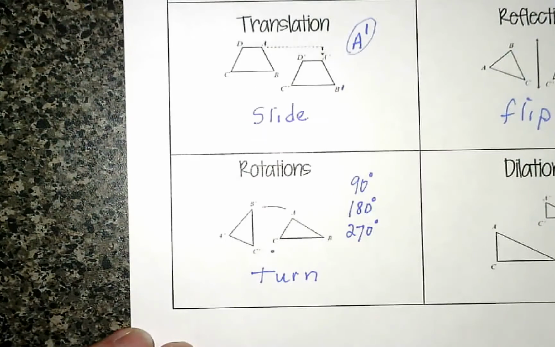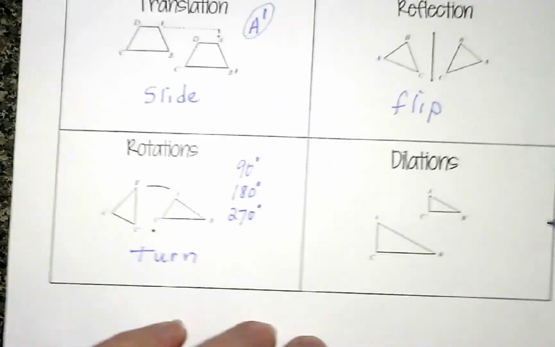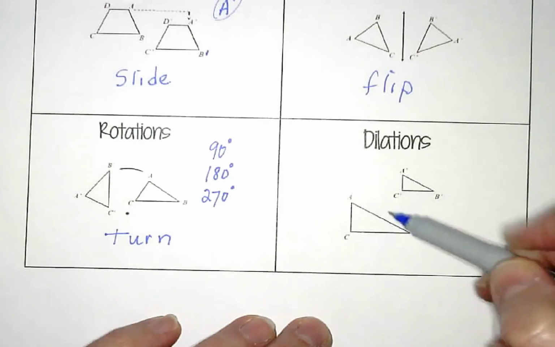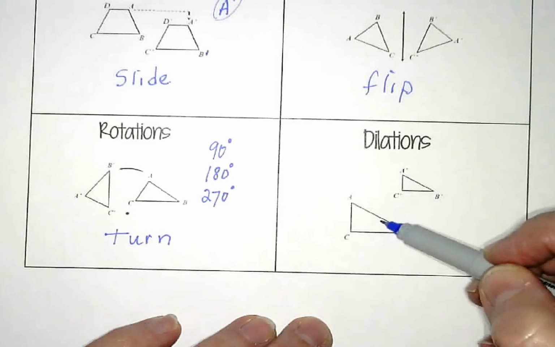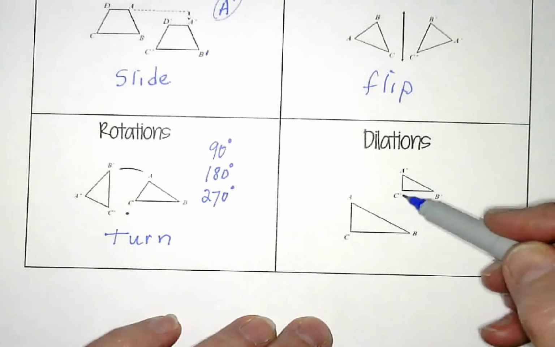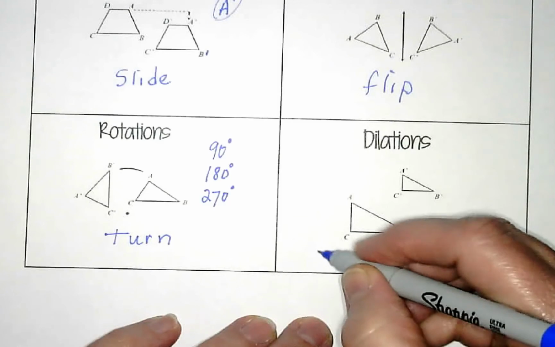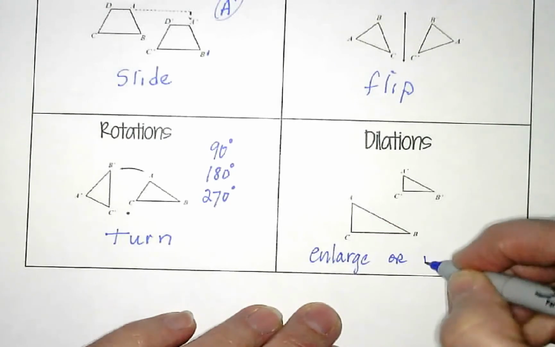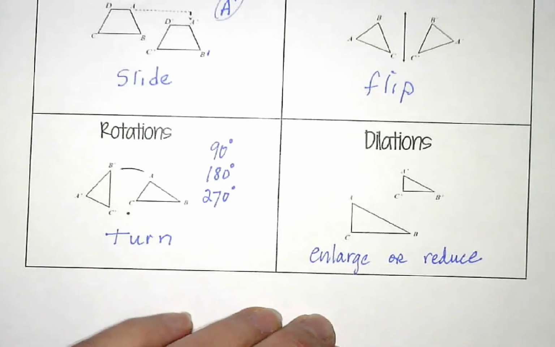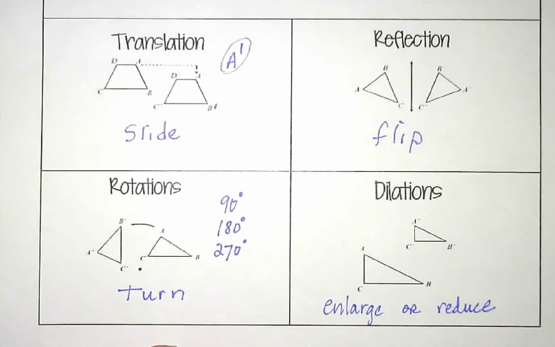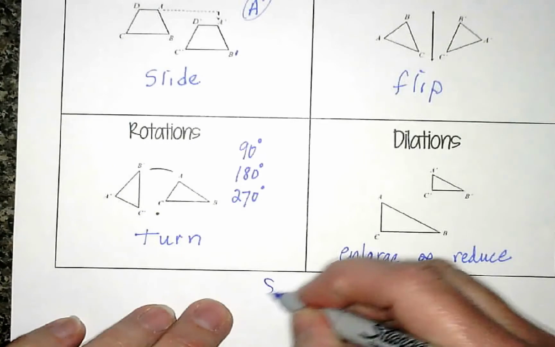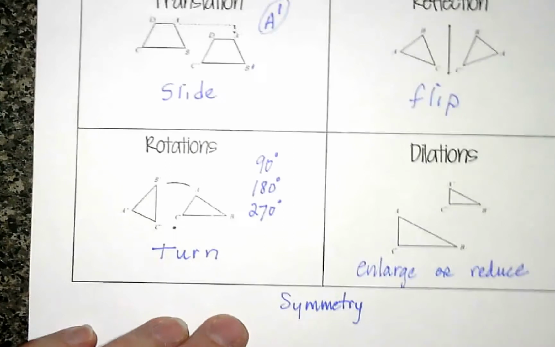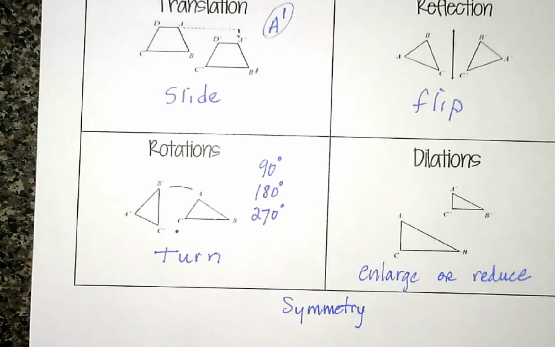Okay, the last one is called a dilation. Okay, a dilation is either taking a shape or an image, a pre-image, and reducing it or enlarging it. Okay, so in dilations we either enlarge or we reduce. Okay, so that just gives you a little idea. There's also involved in this what is called symmetry. And we'll explain more about what that is. It has some of these things encompassed into that.